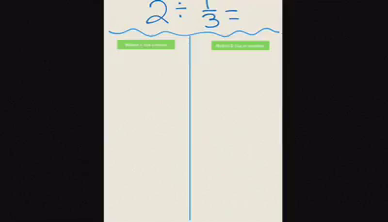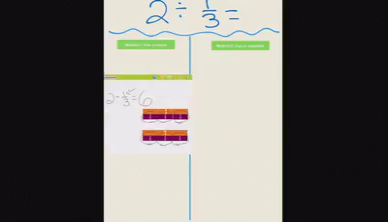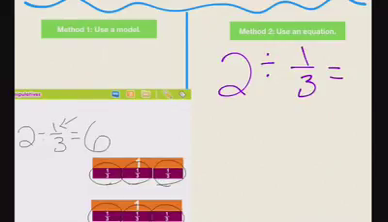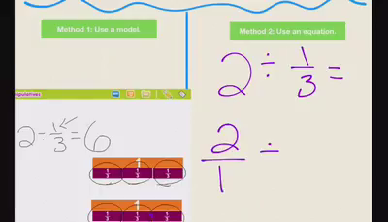Make it a little bit bigger so we can see it. Okay. And now let's try that same division problem using an equation. So I'm going to start with 2 divided by 1/3. And once again, remember the first step is to write that whole number over 1. So I'm going to rewrite this as 2/1 divided by 1/3.